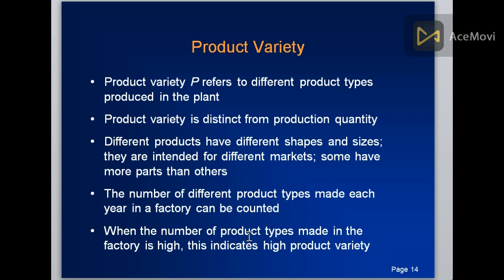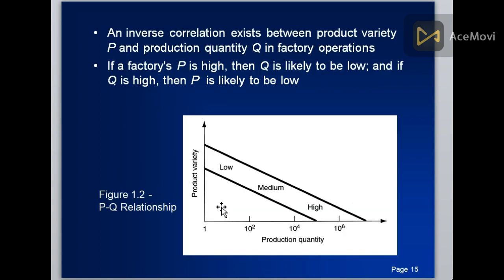Product variety refers to the different product types produced in a plant. If an industry produces more variety, then its production rate will become low, because to increase variety, we need to lower the production rate. It is an inverse correlation. There is an inverse correlation between product variety P and production quantity Q.